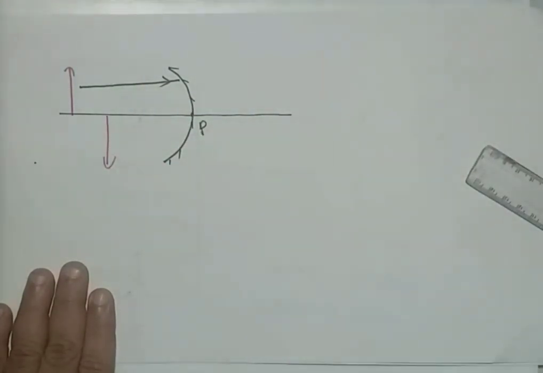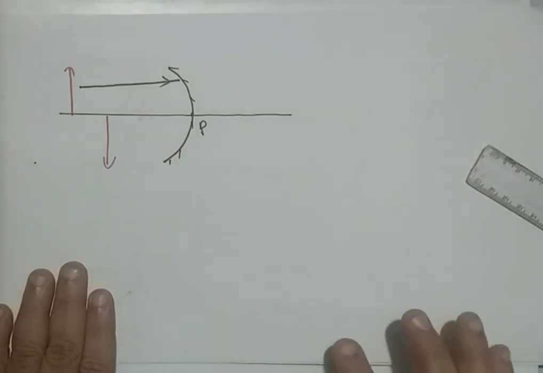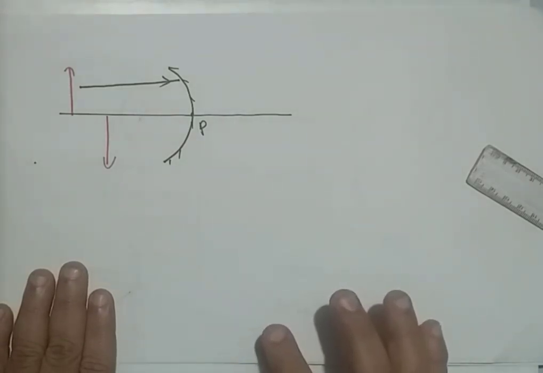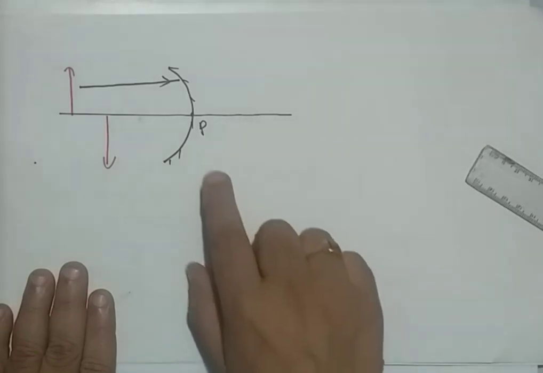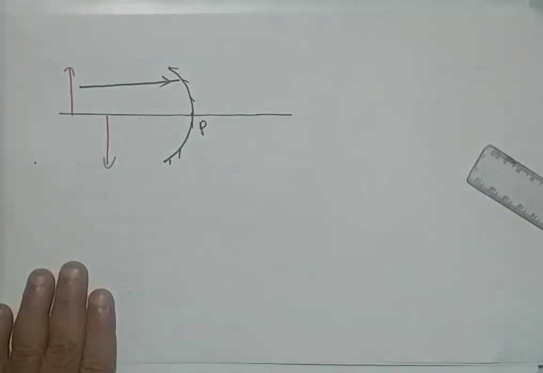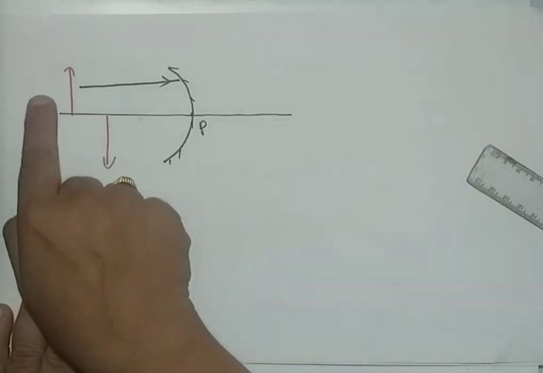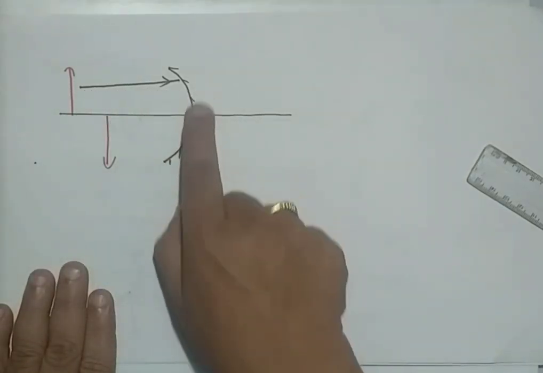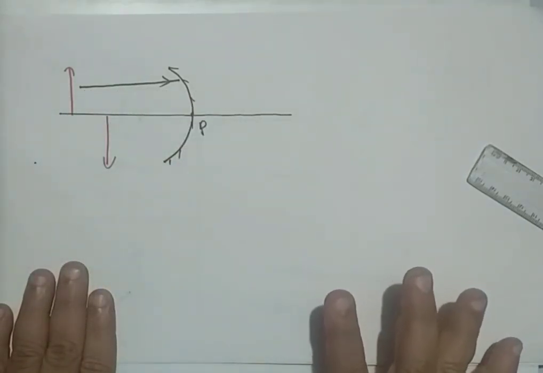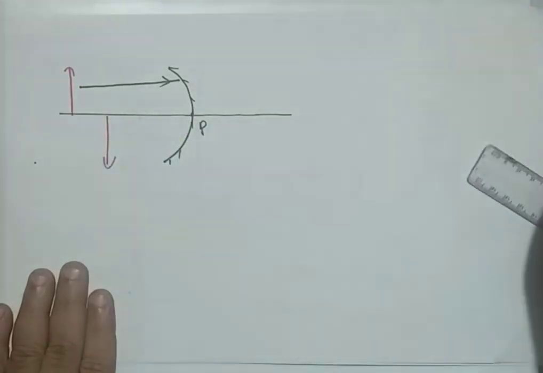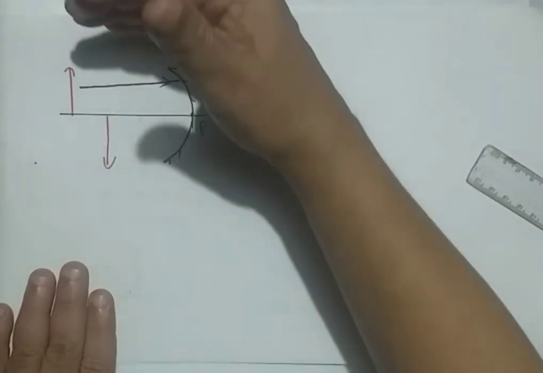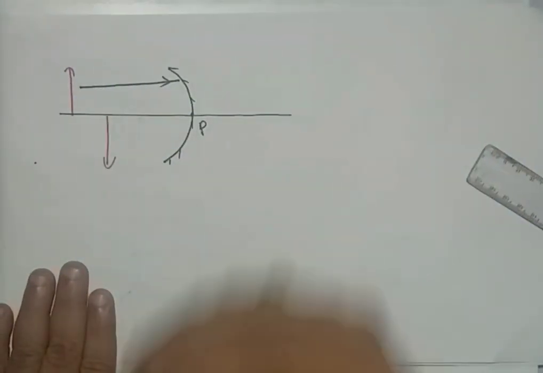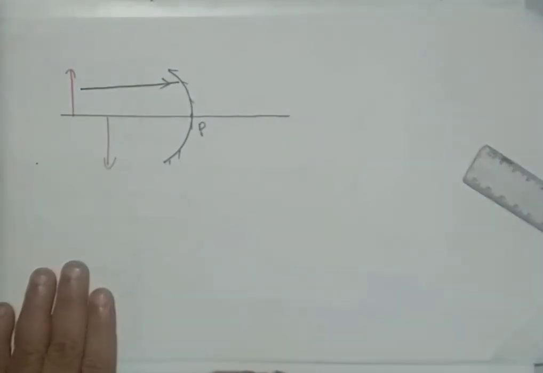There are three sign conventions that we use. Once again, to repeat: all the distances are measured from the pole on the principal axis. All the distances measured in the direction of the incident beam are positive, and in the opposite direction are negative. And all the heights measured above the principal axis are positive, below the principal axis are negative.